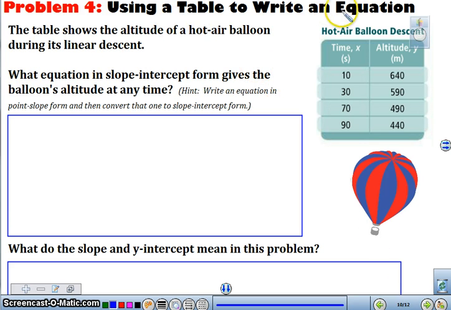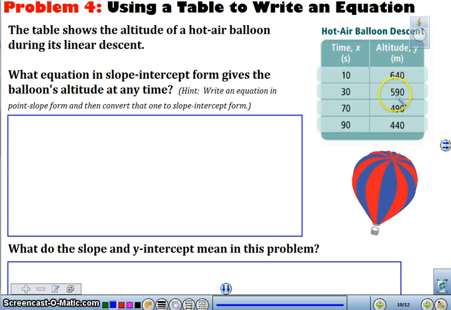How can you use a table to write an equation? One of the first things we do is we're looking at this table. This is our x time and altitude, y, and in this case we are talking about in miles. Could be meters, 640 possibly meters would be my guess. What is the equation in slope-intercept form that gives the balloon's altitude and time? It says first, hint, write an equation in point slope form and then convert it.